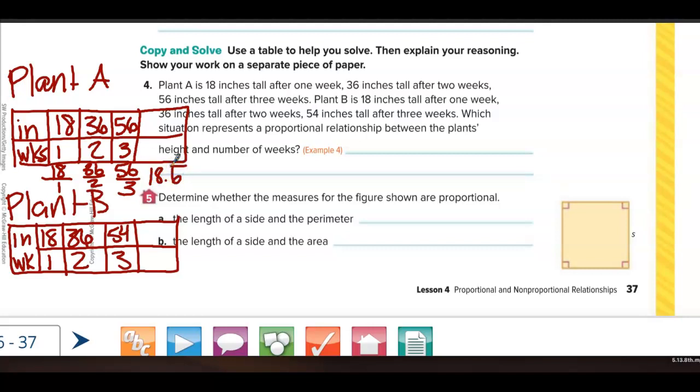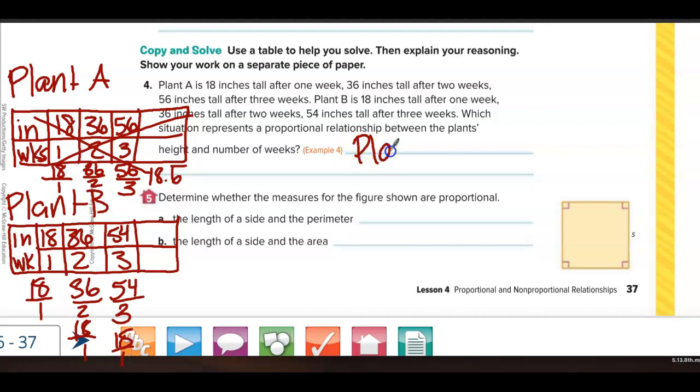So does that mean it's proportional or not? Not, because they're not all the same. Okay? If you write these ones as ratios, just to double check, you'd have 18 over 1, 36 over 2, which we already said was 18 over 1. And then I'd have 54 over 3. What can you divide both 54 and 3 by? 3, so is that one proportional?